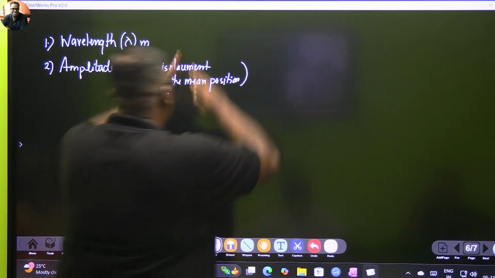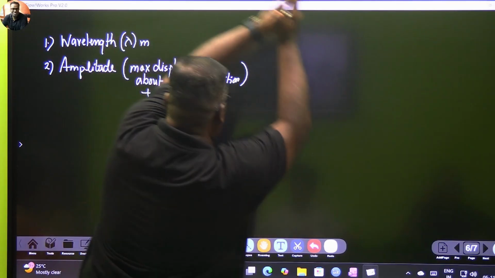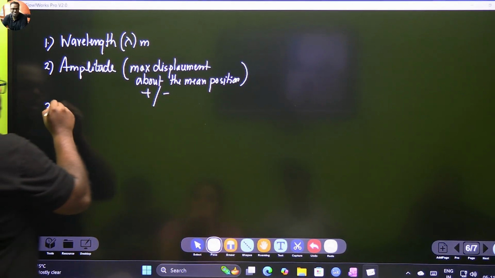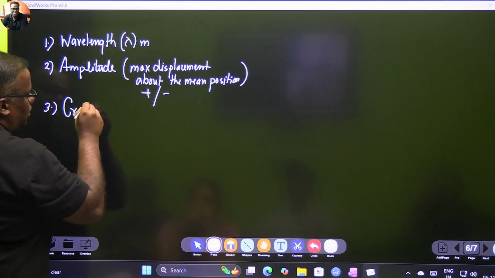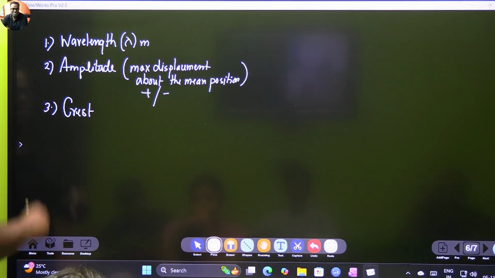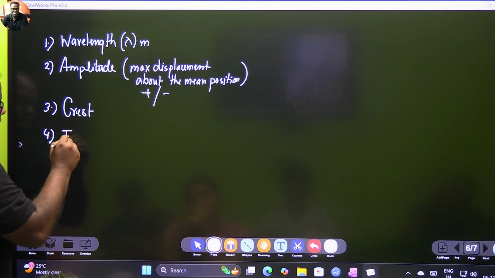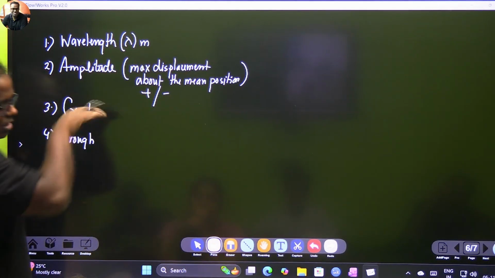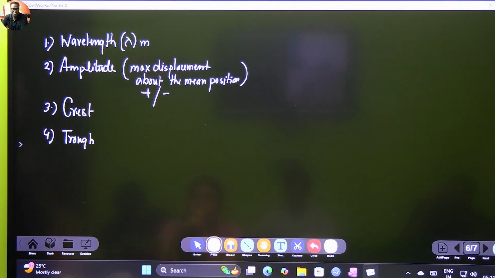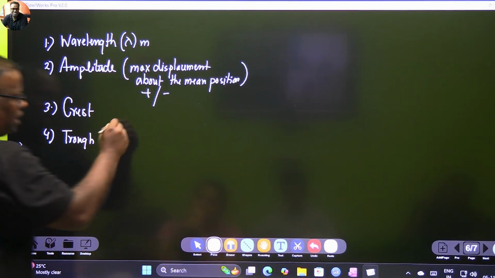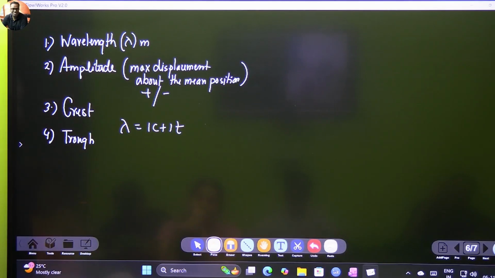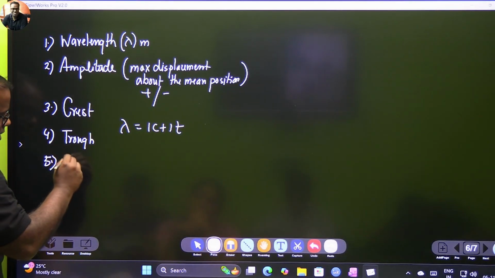Amplitude is like how much it swings. Okay, we understood this. Now, do you understand crest? Do you understand trough? The positive displacement is known as crest, the negative displacement is known as trough, right? Do you understand that lambda is equal to one crest plus one trough?